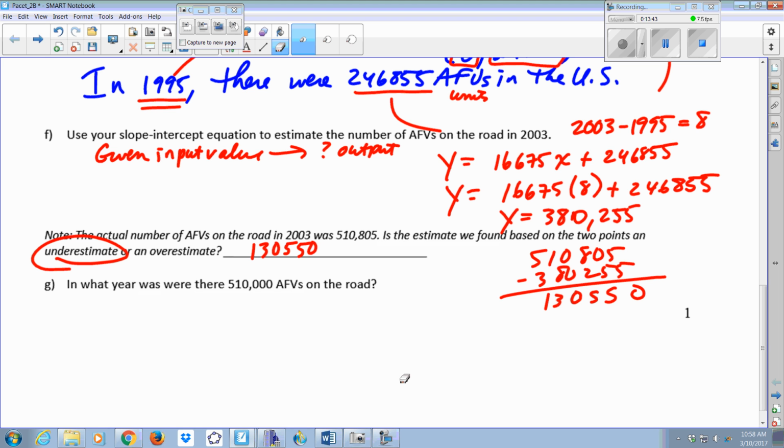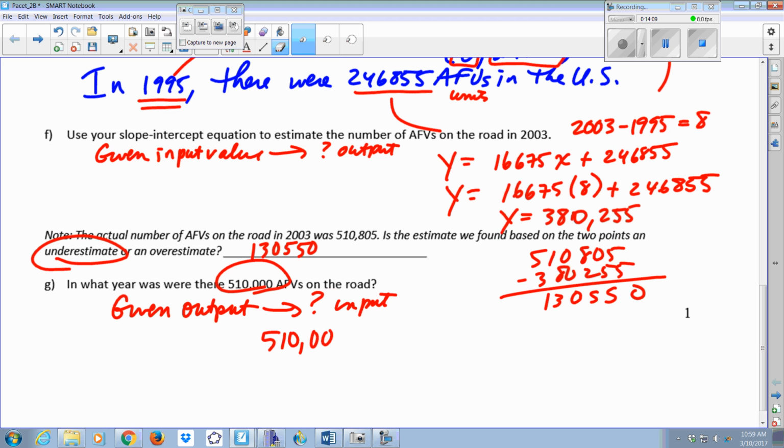So now we're still asking this question, what year were there 510K AFVs on the road? Now we're given the output, and I'm asking you to find the input. So here we're asking you to solve for x. It's important that you recognize which of these numbers go where in the equation. That is your output value, that's y. And now you're going to solve this equation for x. I'm sure everybody can do that, so I'm just going to move along.